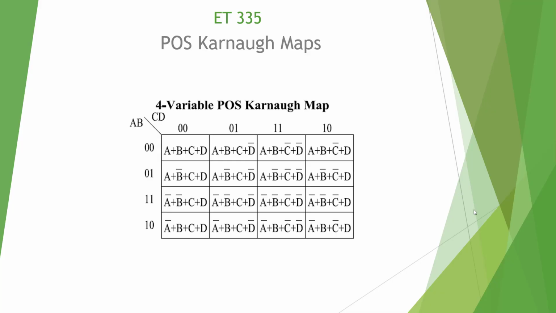Okay, here we have a 4-variable POS Karnaugh map. And this is a 4x4, and again we're counting 0, 1, 3, 2. Same on the top, 0, 1, 3, 2. So we have contradictory variables adjacent to each other. So again, this map, top and bottom, are going to be contradictory, and side to side is also going to be contradictory, just like the SOP map.